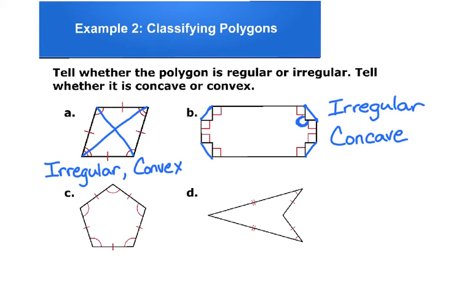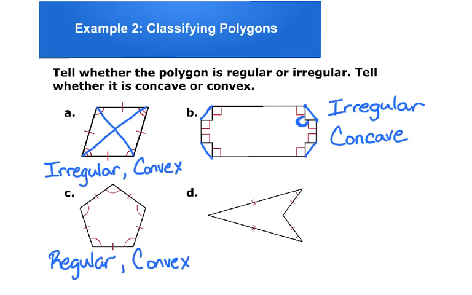Alright, this next one, part C, we can see by these tick marks that all the segments creating this polygon are equal, or are congruent. And then same goes with the angles. All the angle markings mean that these angles are congruent. So equilateral and equal angular, this one is. Therefore, it is regular. And if it's regular, then it is convex.